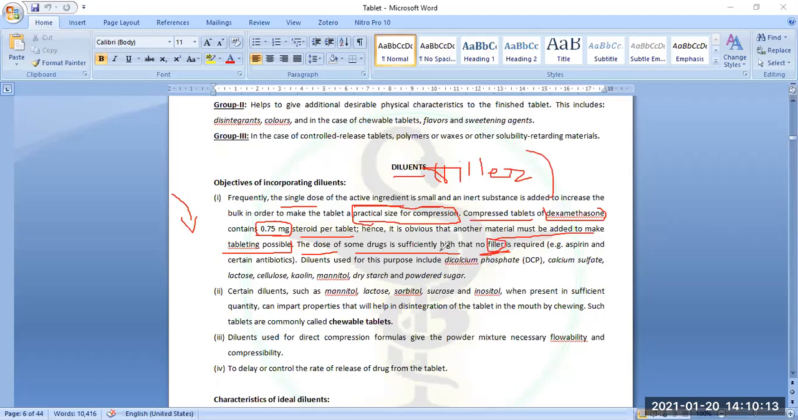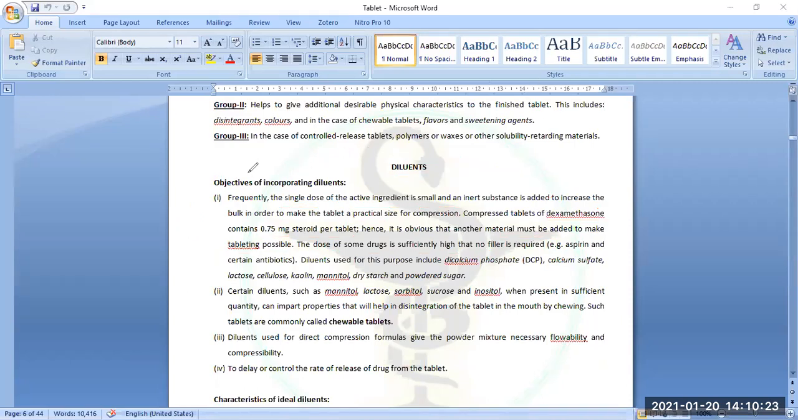Excipient is a list of ingredients. It is a synonym for ingredients, not for diluent.